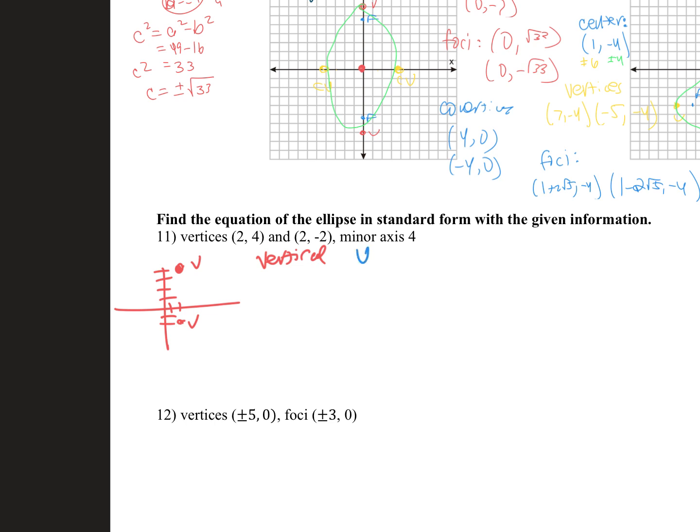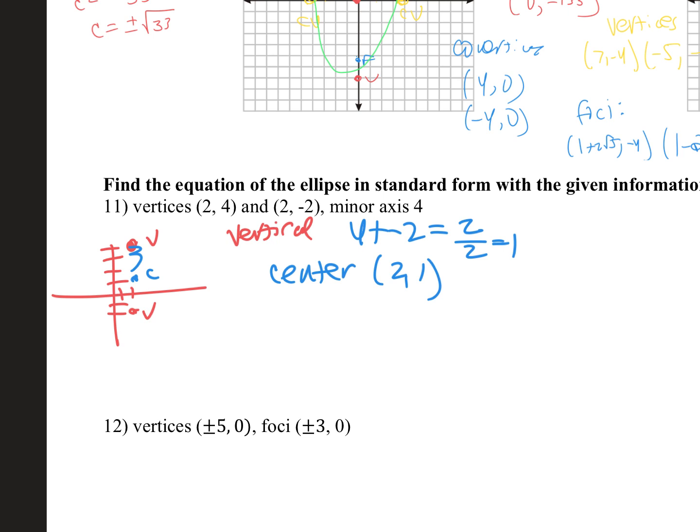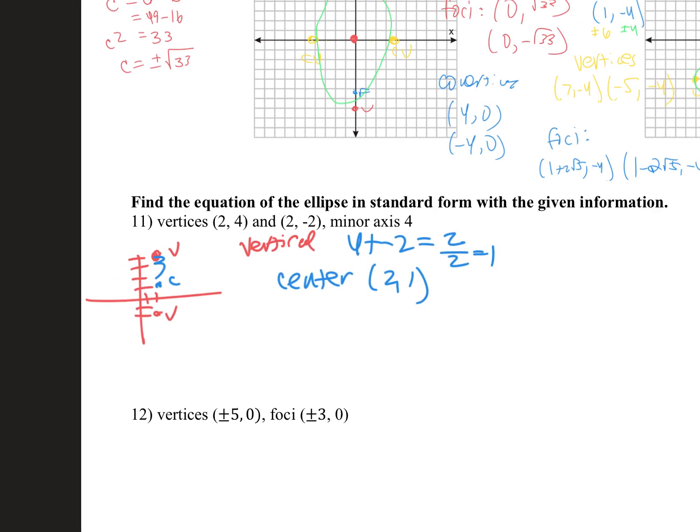So 4 plus negative 2 is 2. Divided by 2 gives me 1. So my center is at (2, 1). There's my center. So your center, guys, is at (2, 1). Now you can just look at that. You can count how far it is, however you want to do it. But your center is at (2, 1), and you know it's vertical. So you know this is going to be (y minus 2) squared plus (x minus 1) squared.